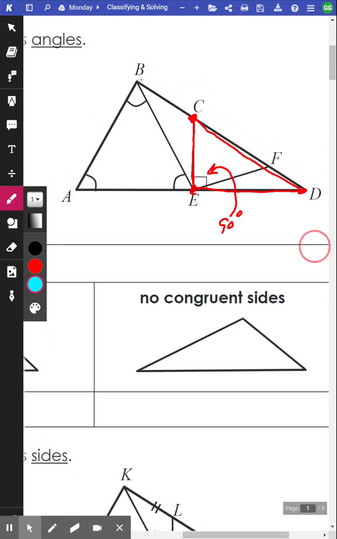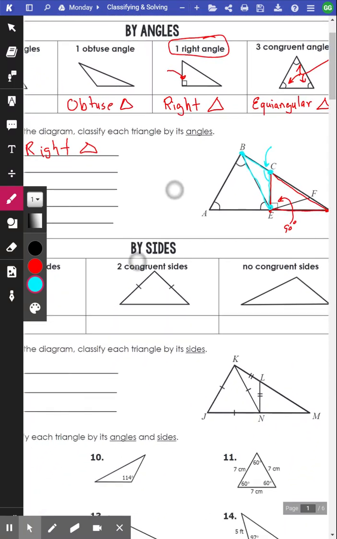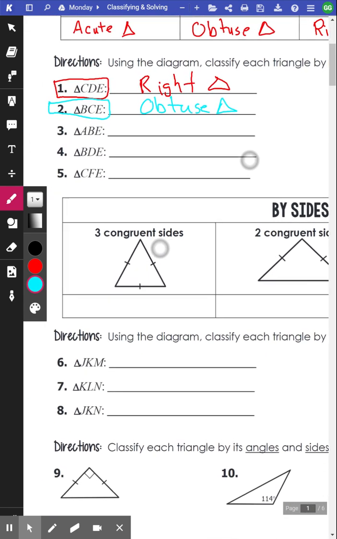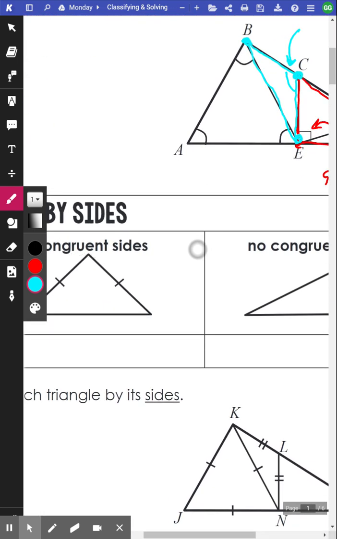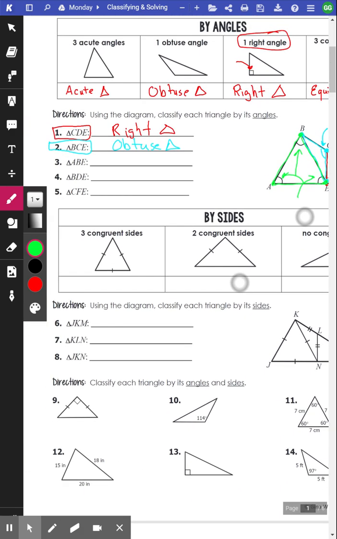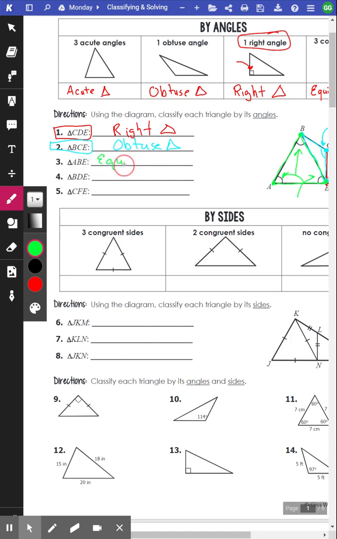Then we go to triangle BCE. B, C, E. That's this one right here. That looks like obtuse right there. So I'm going to label this triangle as an obtuse triangle. Triangle ABE. We got these congruency marks. All three angles are congruent. So I'm going to call this equiangular.